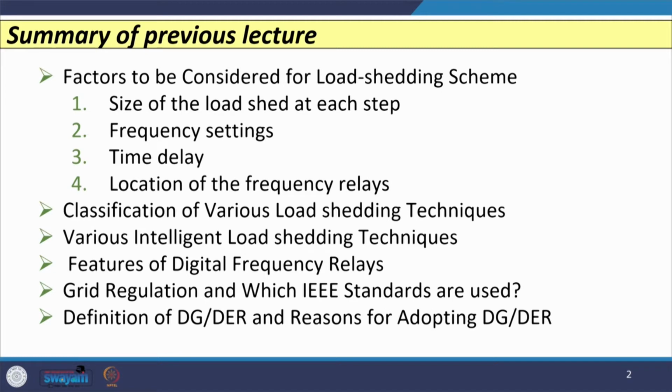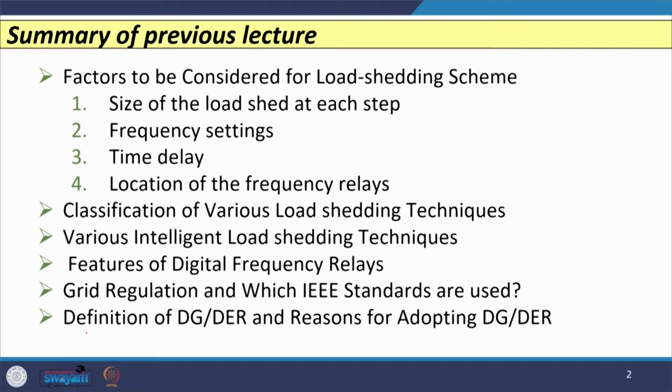After that, we discussed the various classifications of load shedding techniques, and then the features of digital frequency relays. Finally, we discussed the grid regulation and IEEE standards used for frequency relaying, and then we defined renewable energy sources, that is distributed generators and distributed energy resources, and discussed the important reasons for adopting such DG or DER into the electrical grid or network.